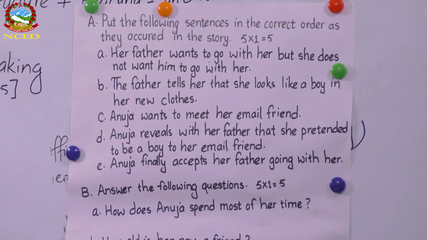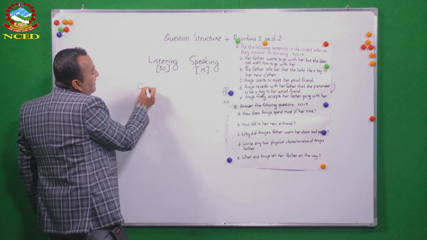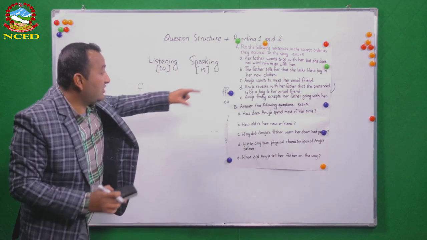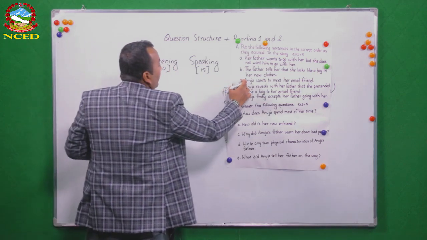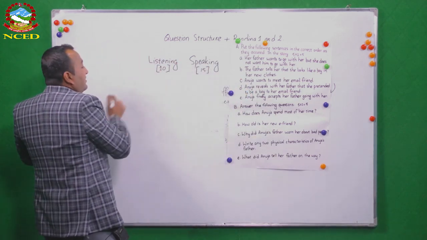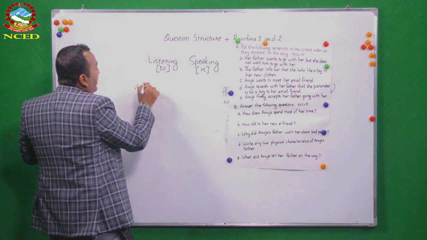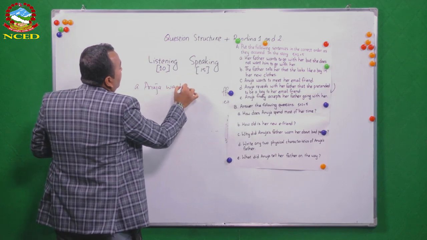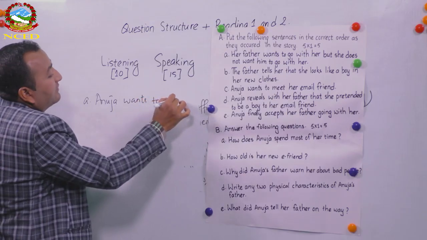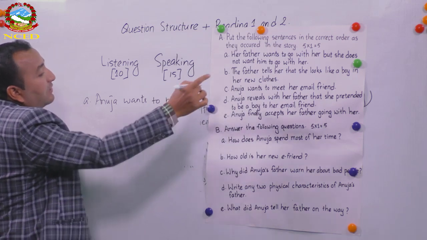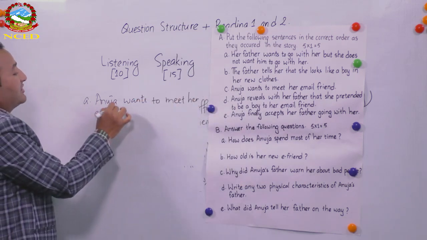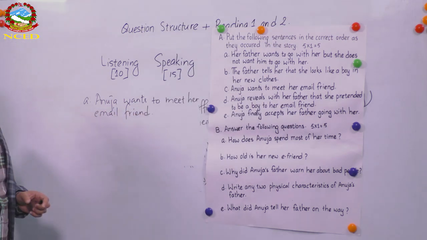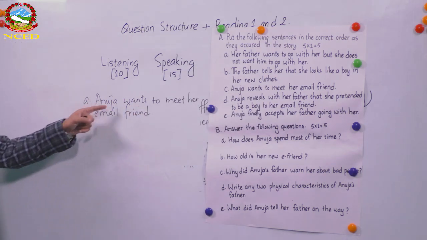Some students write like this. They write C in the beginning, and then copy the sentence. No. If the sentence of question number C comes first, you just write down 1 or A. A. What is the answer? Anuja wants to meet her email friend. Copy the whole sentence. Sometimes, students don't copy the sentence.